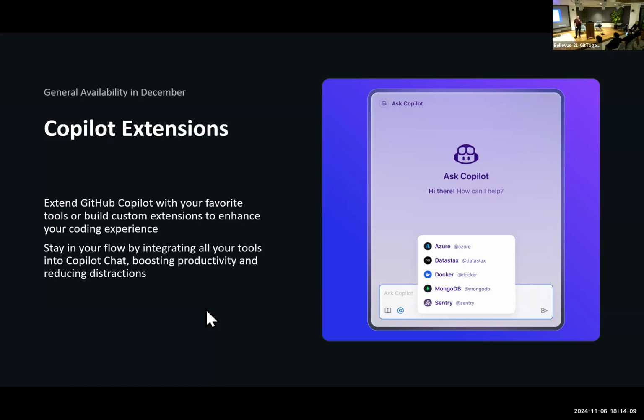Copilot extensions. We've had tools like JFrog, Azure, Jira and Sentry. I think there are already 20 or more extensions in the marketplace. So while you're working in Copilot chat, you can say, what was the latest issue assigned to me in Jira? You can stay in the flow, just stay in your developer tools. You don't have to be bouncing between Jira and JFrog and all of that. Just do it all right from within Copilot.